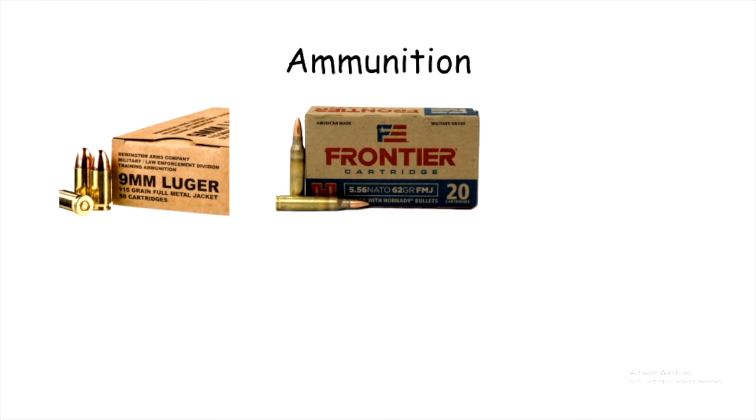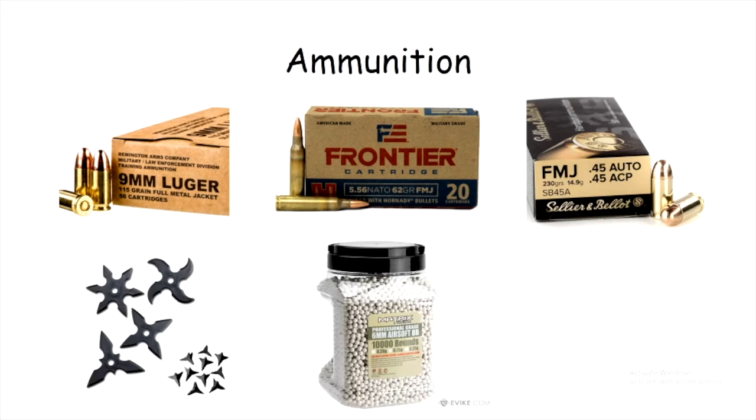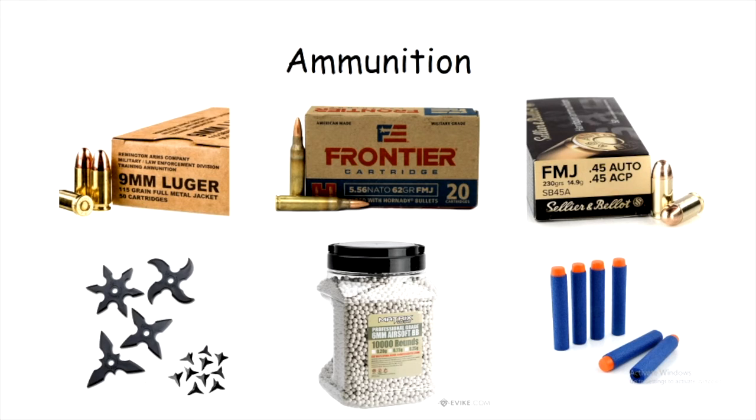In layman's terms, we can think of antibodies as ammunition for a weapon, such as the immune system. Ammunition comes in all sizes and forms, just like 9mm rounds, 5.56, or even 45 ACP bullets. But it doesn't have to be restricted to just real-life guns. It can also be, for example, ninja stars, airsoft BBs, or even the Nerf darts that you bought for your nephew last year.